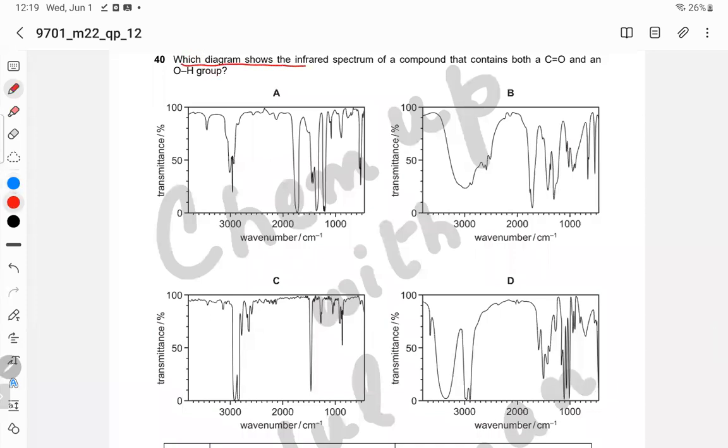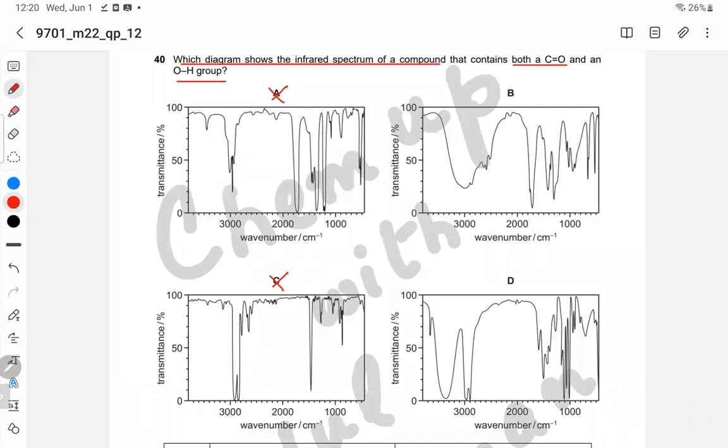Which diagram shows the infrared spectrum of a compound that contains both C double bond O and an OH group? See, I have told you many times that for the OH group we get a broad peak in the range of 2500 to 3000. Yes Tisha, your answer is wrong this time. So I will mark A and C wrong because there is no peak of OH. The peak of OH, you will observe over here and over here, but there is no peak over here. So A and C are wrong.